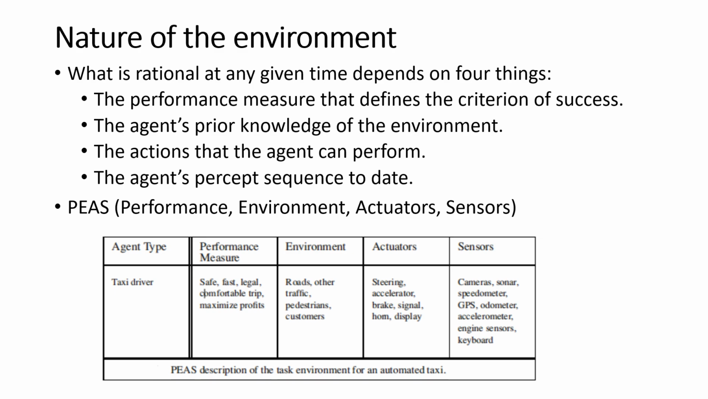So here we will see a table. The table fully defines the task environment for a taxi agent. Here we can see for the taxi driver, the performance measure is safe, fast, legal, comfortable trip, maximize profit, etc. Then environment: roads, other traffic, pedestrians, customers. Then actuators: steering, accelerator, brake. Then sensors: camera, sonar, speedometer, GPS, etc.